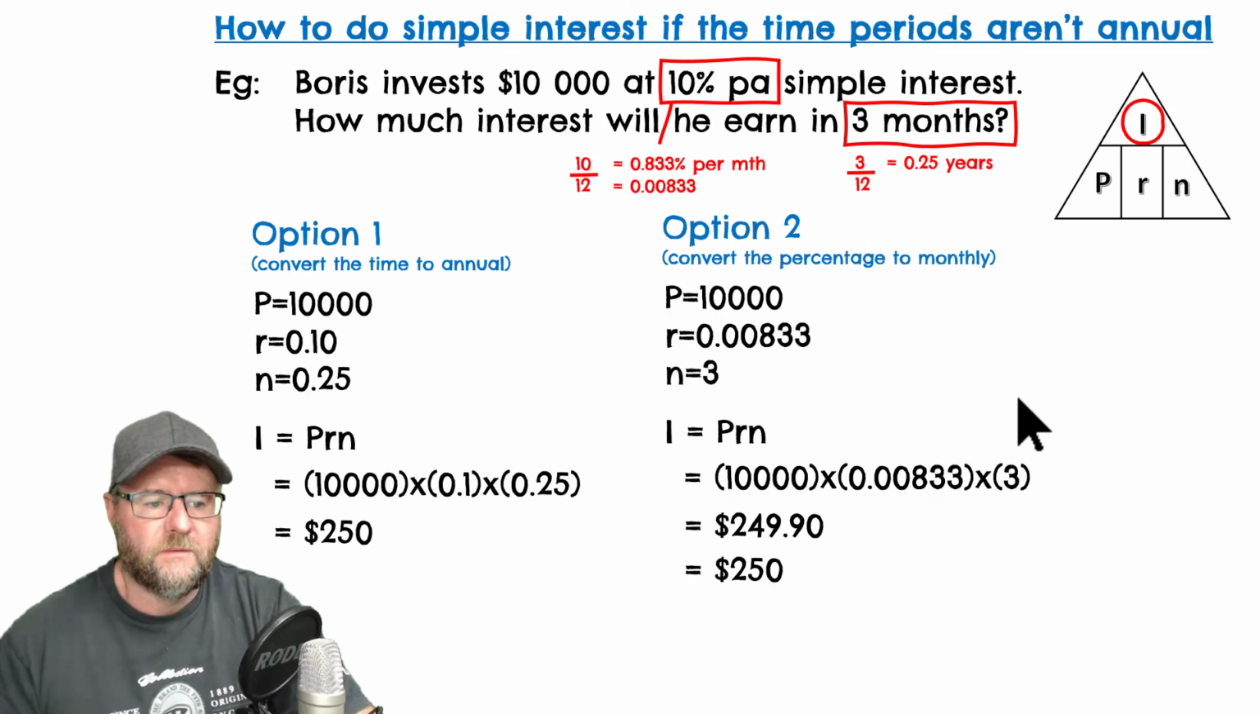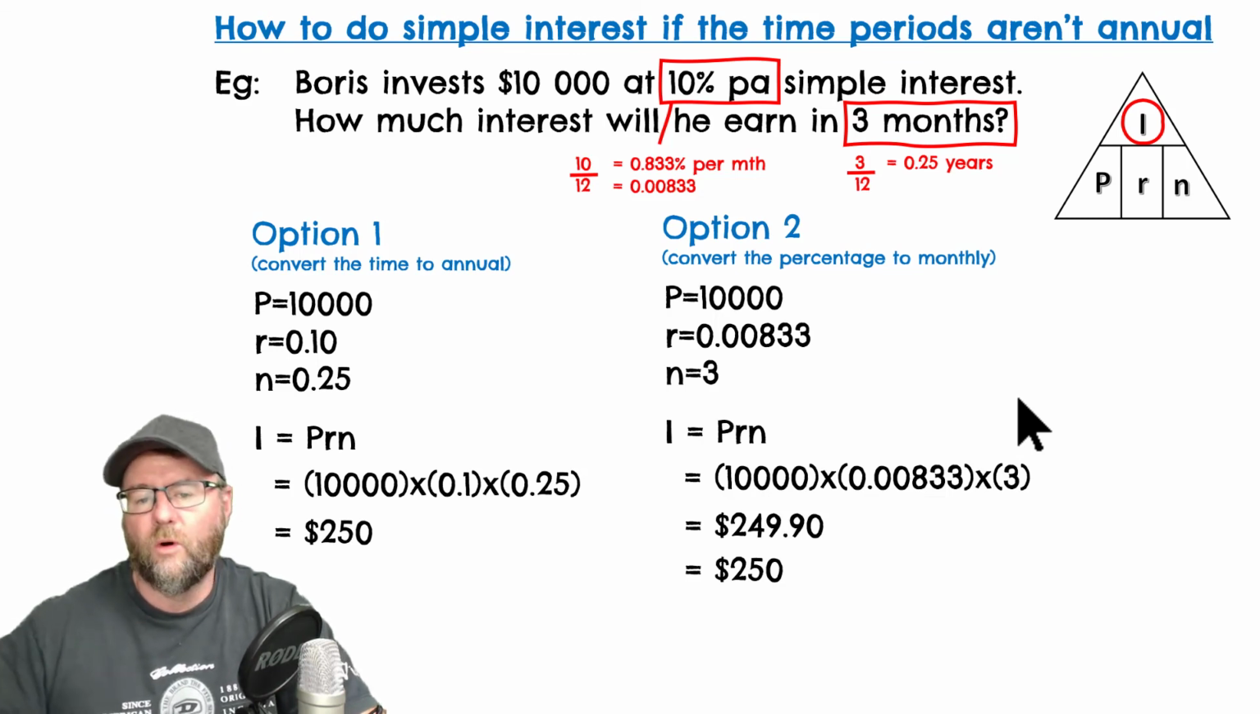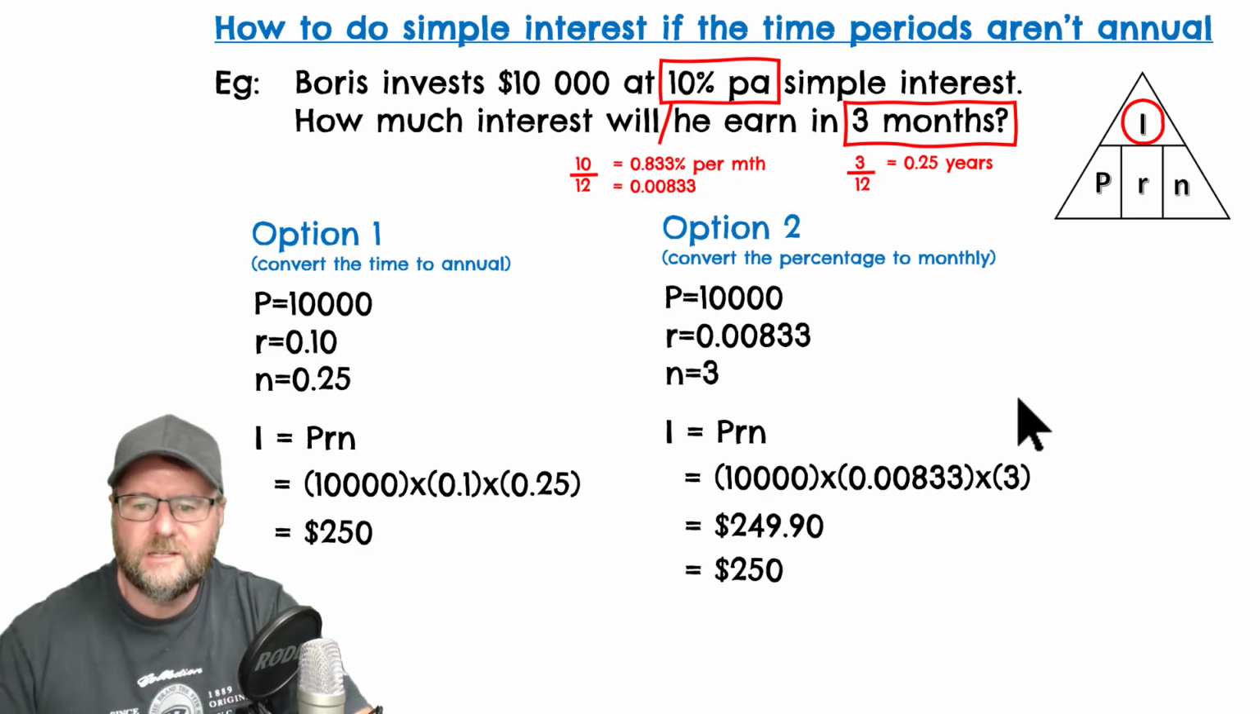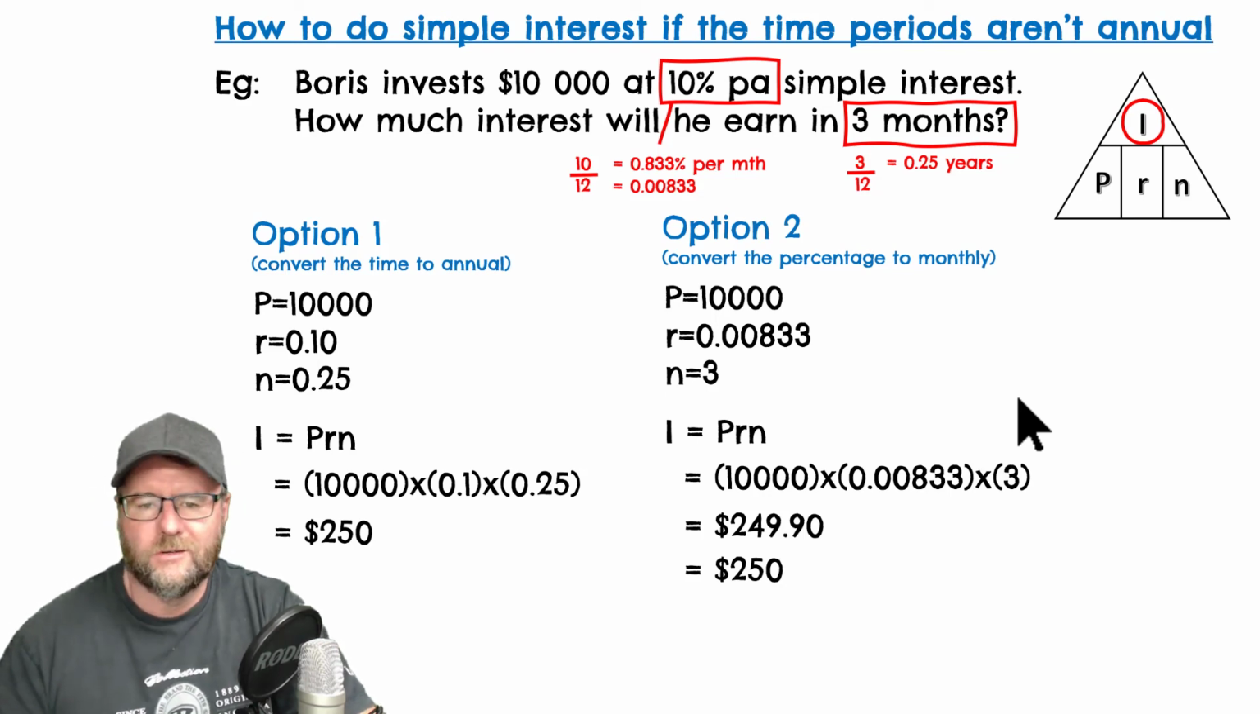Pick the one that works better for you. Either convert the time to annual or convert the percentage to monthly. So long as your interest and your time periods match up, you're good to go. Well done.